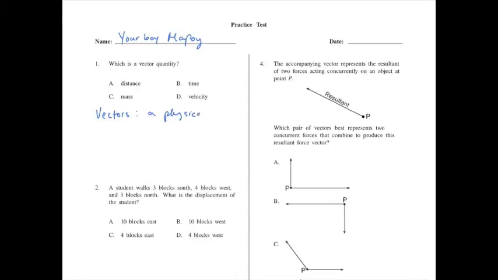So let's start with a definition for vectors. What is a vector? It should be a physical quantity with both magnitude and direction. And if we look at our choices, we could cross off A, B, and C. That leaves us with D, velocity. V for vector for velocity.